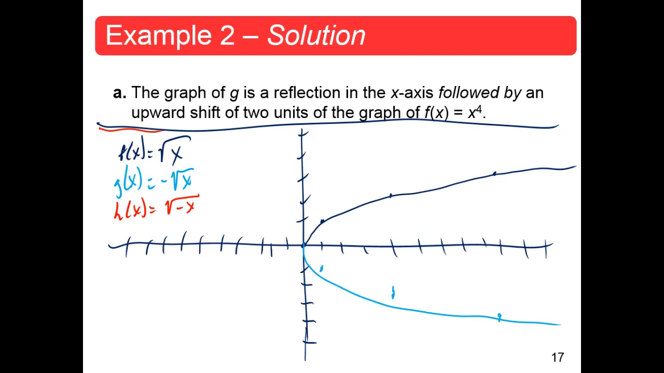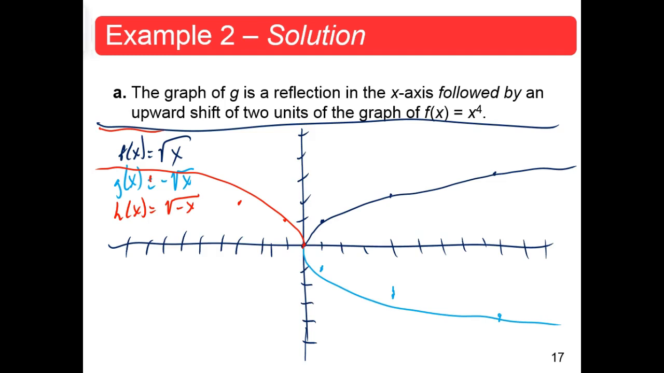That's your reflection there. So here we have 0, 0 is still there, but now when you do a -1, it gives you 1. When you do a -4, it gives you 2. When you do a -9, you get a 3. So there's your half of a sleeping parabola.